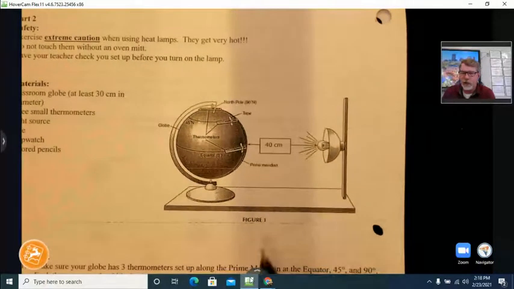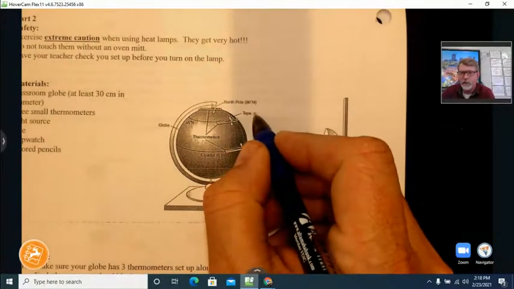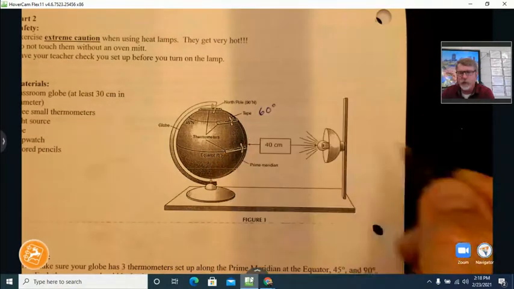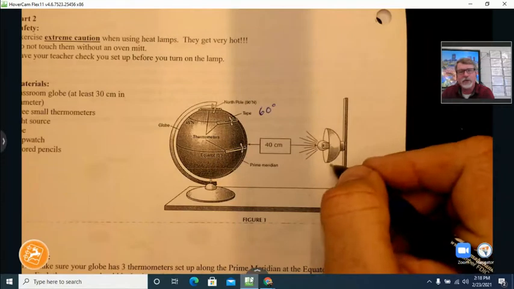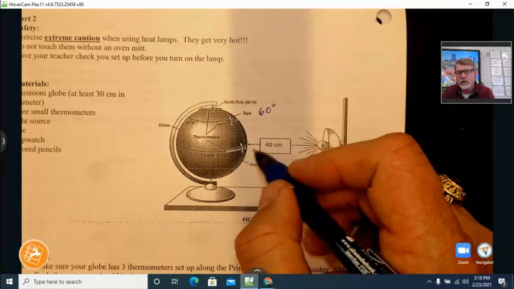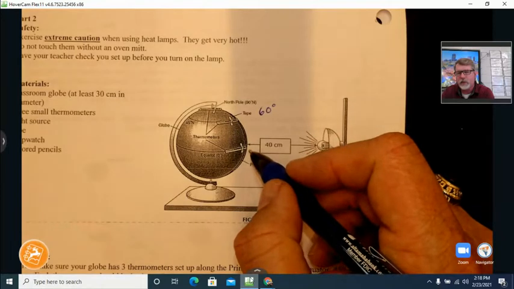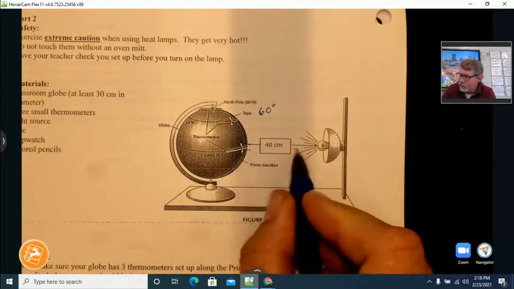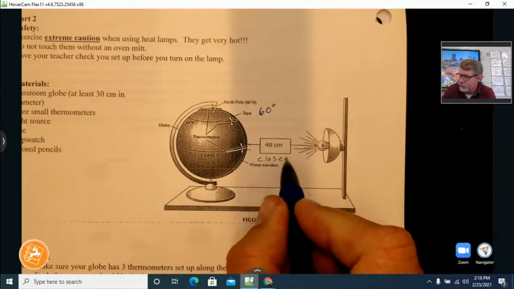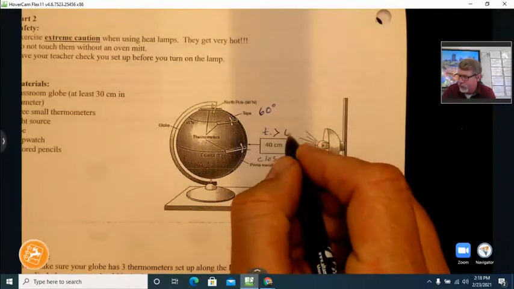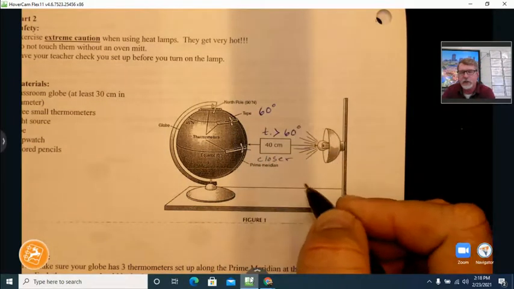So say, for example, the temperature at the 45 is 60 degrees. I don't know what it's going to be. Well, I do know what it's going to be from the data, but if this is 60 degrees, what would you expect this temperature down here at the equator to be? Greater than 60 or less than 60? I would expect, because it's closer to the sun, the temperature here would be some number greater than 60 degrees.